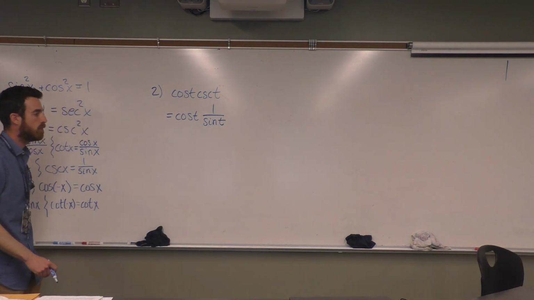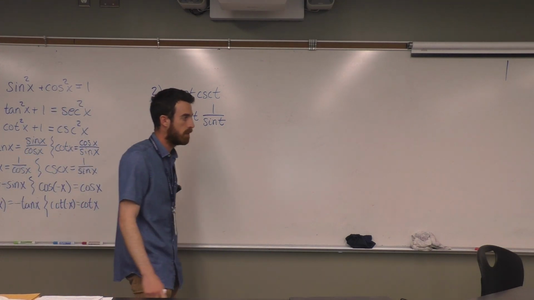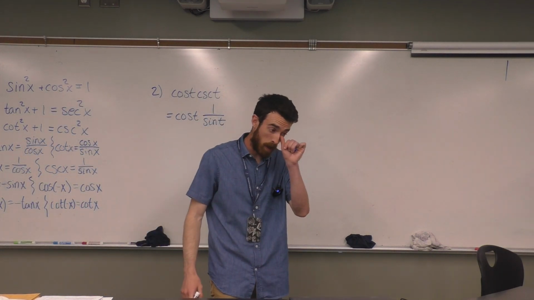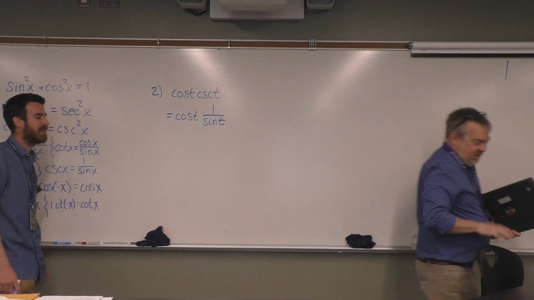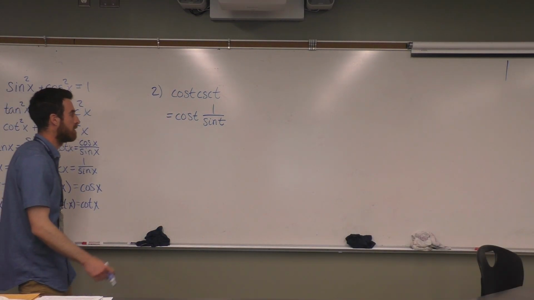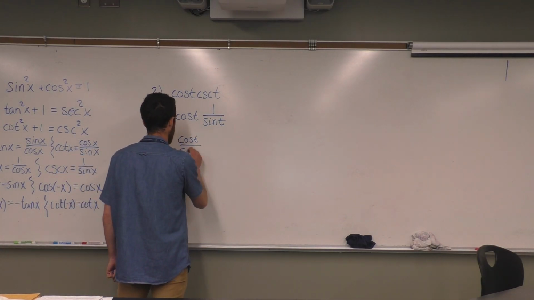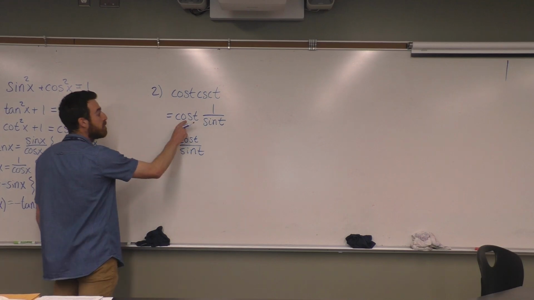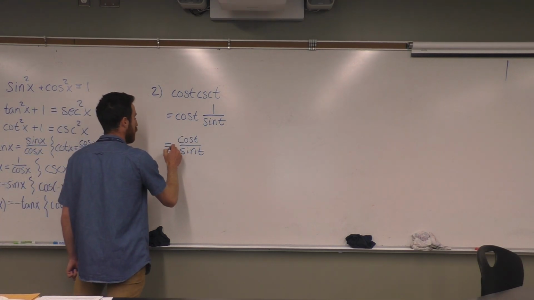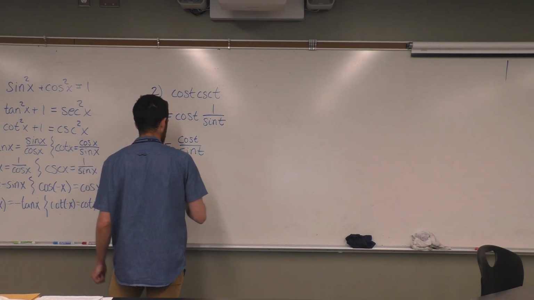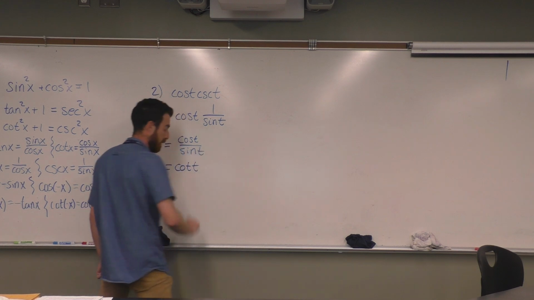Pretty much almost completely across the board, if you have a cosecant, secant, something like that, that is not squared, all you're going to do is just make a substitution and turn it into sines and cosines. And then we want to know that this is cosine over 1. And so when I multiply across, I get cosine of t over sine of t. And just by the definition of cotangent, that is equal to cotangent of t.